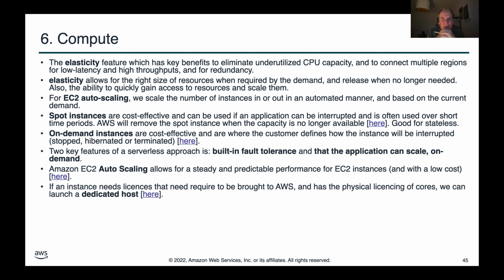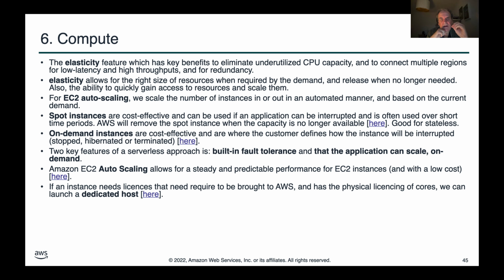Elasticity allows us to get the right size of our resources for the demand at any given time, and release our compute power when it's not needed, but also get it back when we need to scale up again. EC2 auto scaling allows us to automatically scale in and scale out with our instances based on the demand.